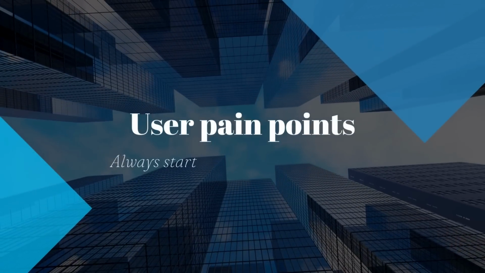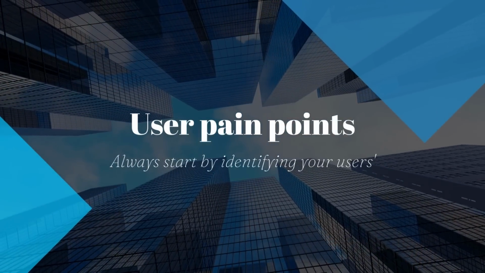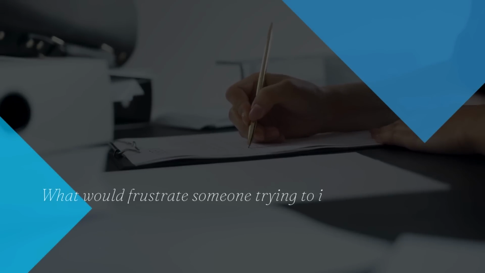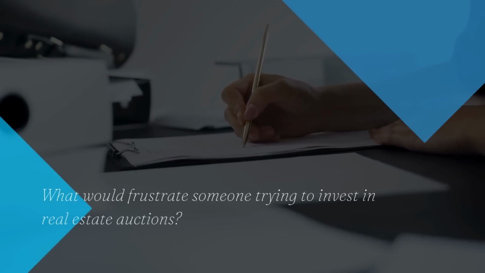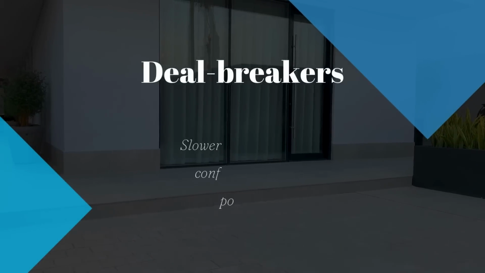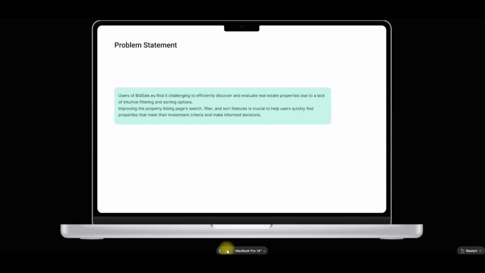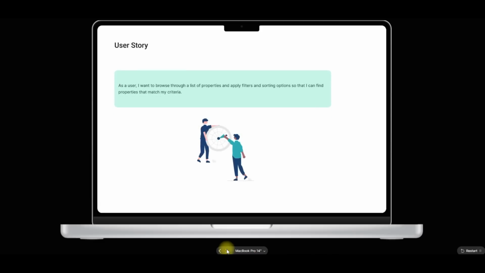Always start by identifying your users' pain points. So I asked myself, what would frustrate someone trying to invest in real estate auctions? Is it slow loading time, confusing filters, or an overcrowded interface, which would probably be a deal breaker. And I knew that the solution had to be clean, fast, and very intuitive.